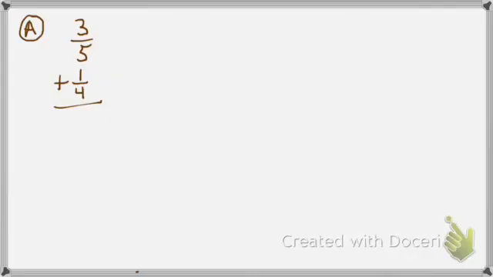And as always, I'll write my problem vertically. So 3/5 plus 1/4. In order to add fractions, I need to have common denominators. What are my denominators here? One denominator is 5, the other denominator is 4. They're not common, so we'll need to find the LCD of both 5 and 4.